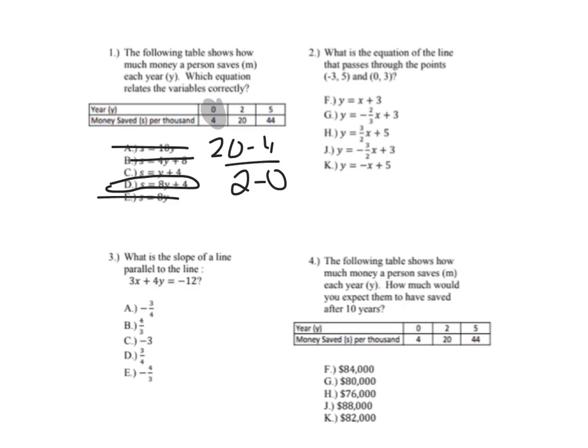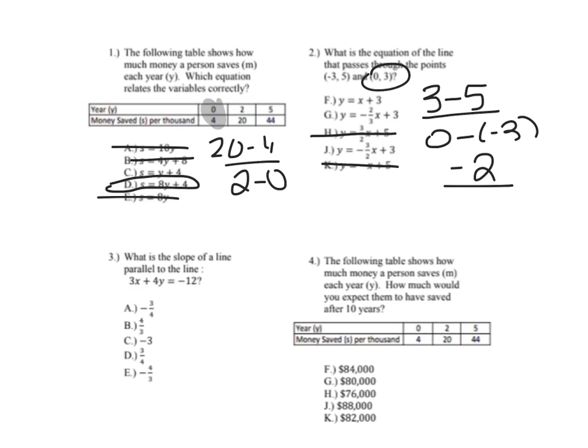Again, looking at number 2, the equation of the line passing through 2 points. First thing I notice is I have an ordered pair 0, 3, which means my y-intercept has to be 3. So I know I can eliminate H and I can eliminate K. And from there I just need to figure out what my slope is. Well, again, that's change in y, so that'd be 3 minus 5 over 0 minus negative 3. So 3 minus 5 is negative 2. 0 minus negative 3 is 0 plus 3, which is 3. So I know my slope is negative 2/3, which is letter G.